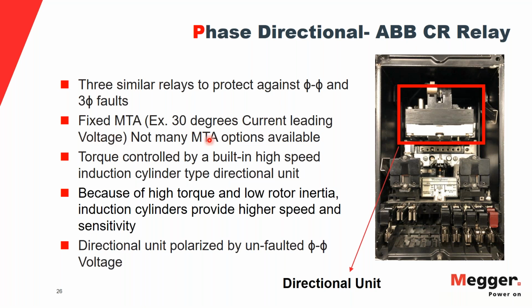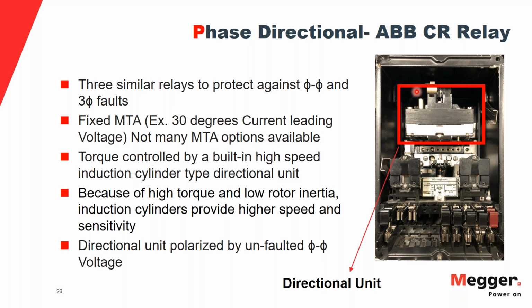So there are not many MTA options available in electromechanical relays. Now let's talk about this induction cup type unit, which is the directional unit. This has diametrically opposite winding coils: 2 coils for your operate quantity, 2 coils for your restraint quantity.